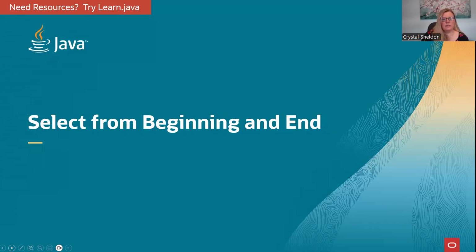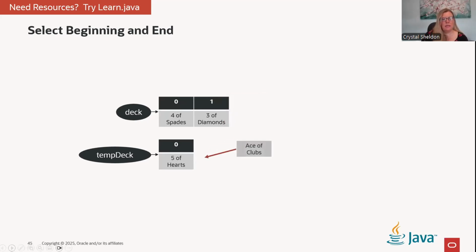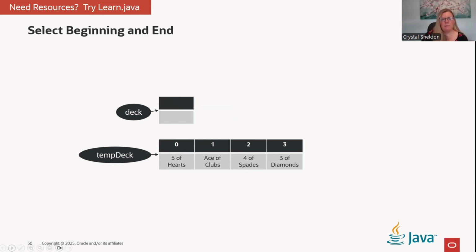Okay, this idea of selecting from the beginning and then the end is another idea you could come up with. So we're going to take the beginning value, the 5 of hearts, and put that into the temporary deck. So we removed it from deck. We're going to add it into temporary deck. Everything's shifted down in deck. And then we're going to take the one at the end, the ace of clubs, and add it to temporary deck. And we would keep doing this, move the 4 of spades over, then the 3 of diamonds over, until deck had no values in it any longer.